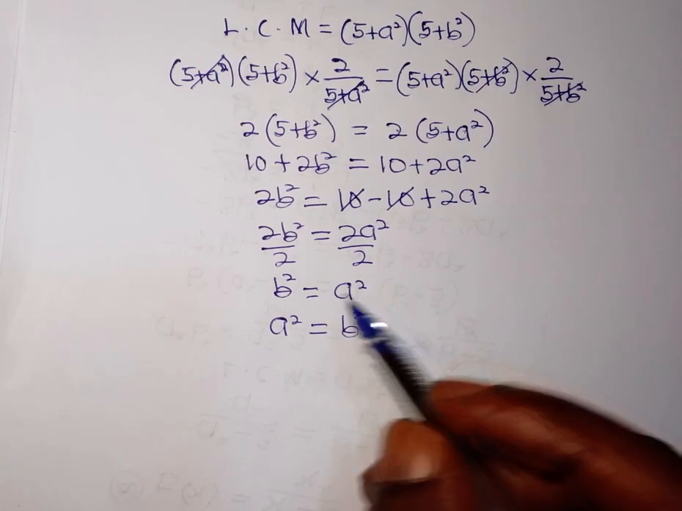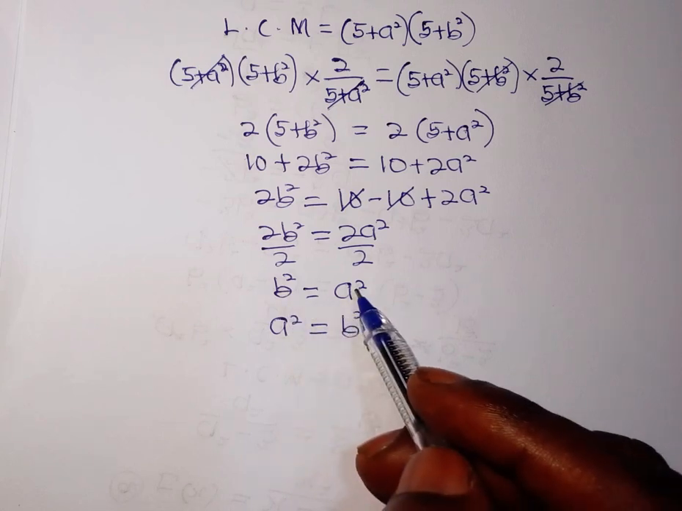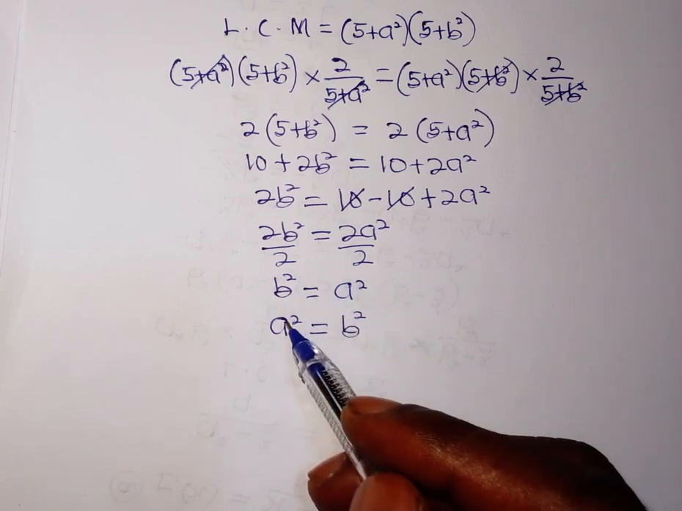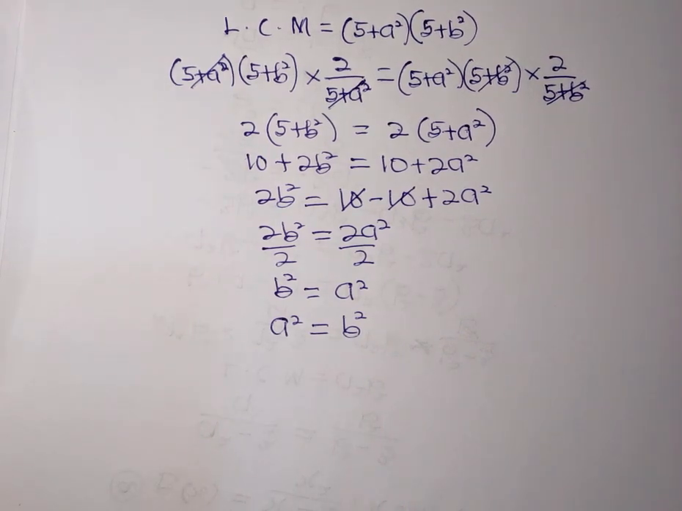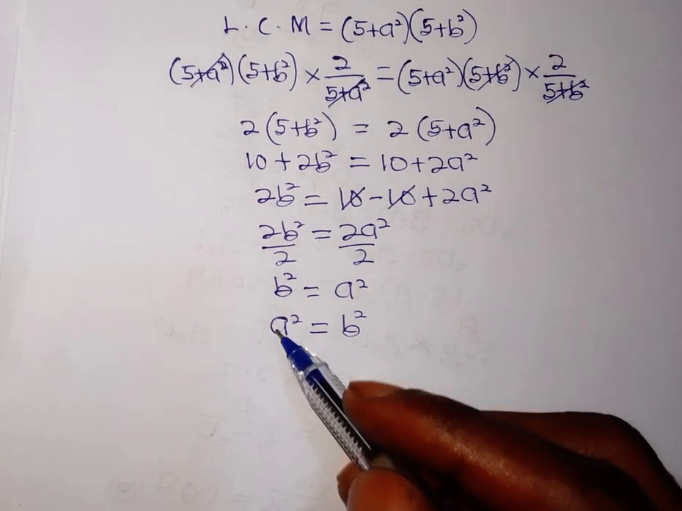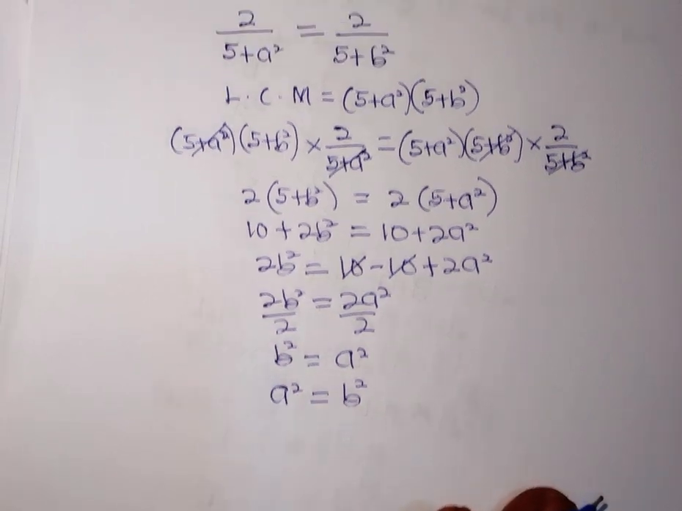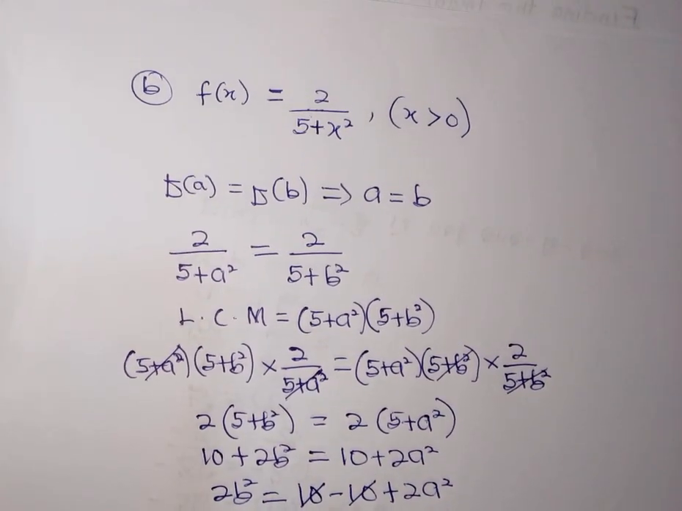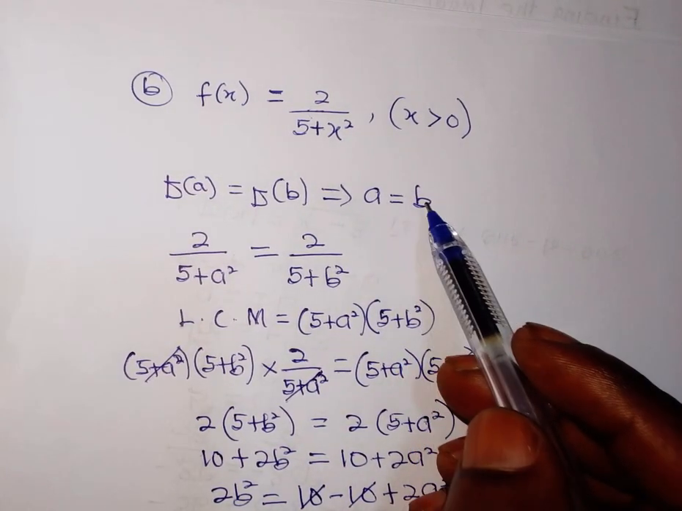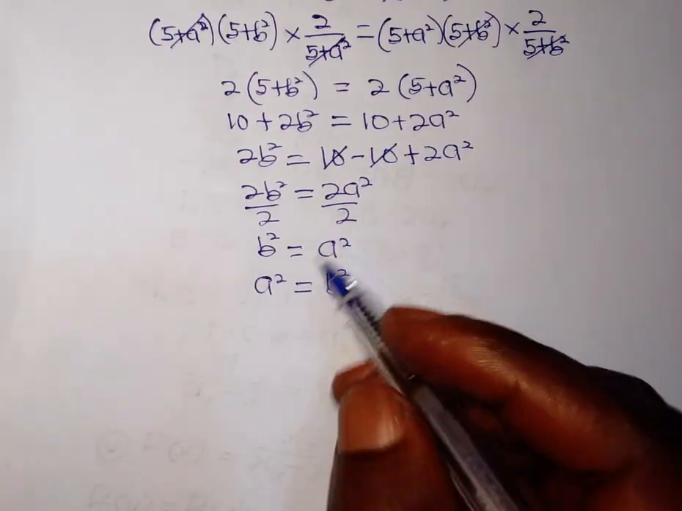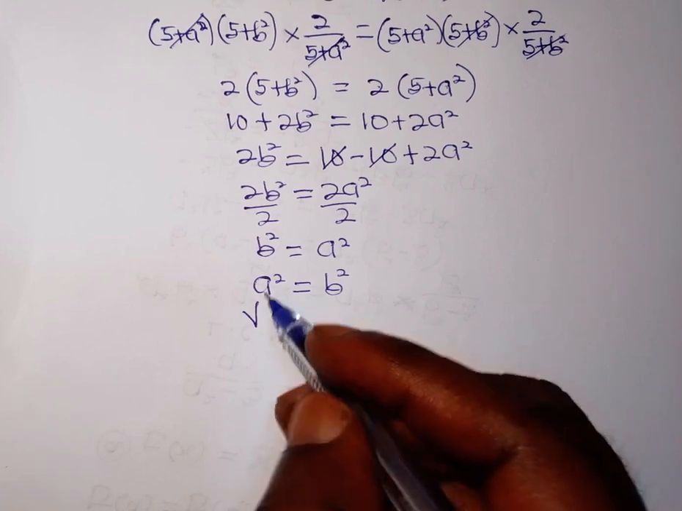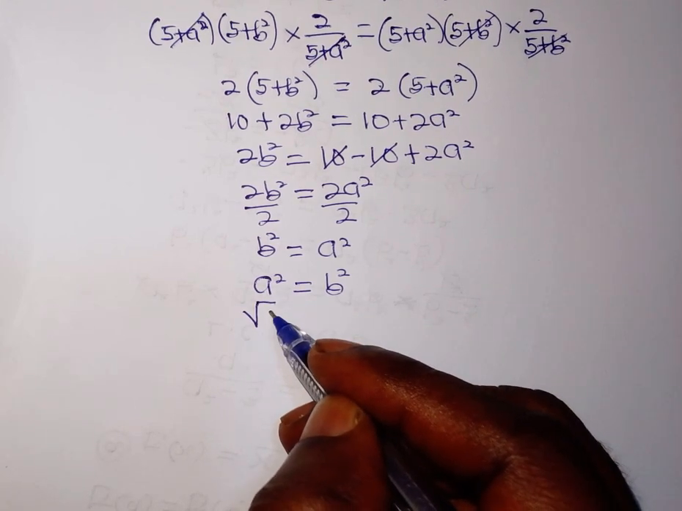All right, because if b squared is equal to a squared, then a squared is also equal to b squared. All right, great. Now here we come again. Still the definition is saying that to show that it's 1 to 1, it should be a is equal to b, not a squared is equal to b squared. So we can further simplify it by taking the square root of both sides.